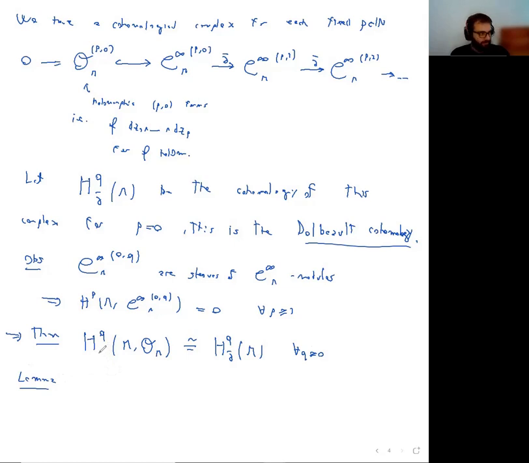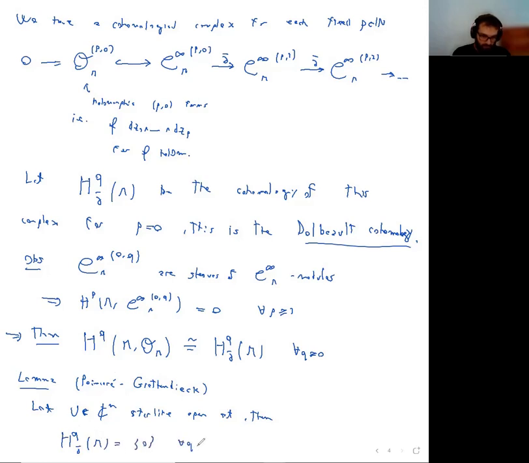So remember, we proved that every time you have a star-like open set, then its de Rham cohomology is 0. And this is also true for the Dolbeault cohomology. This is the Poincaré-Grothendieck lemma. So we take U in C^n, a star-like open set. Then its Dolbeault cohomology is 0 for every q greater than 0.